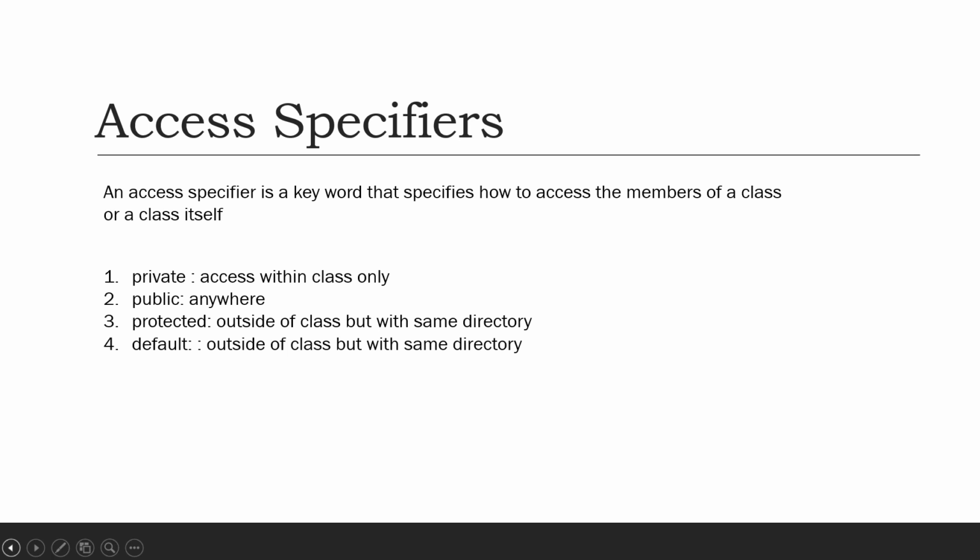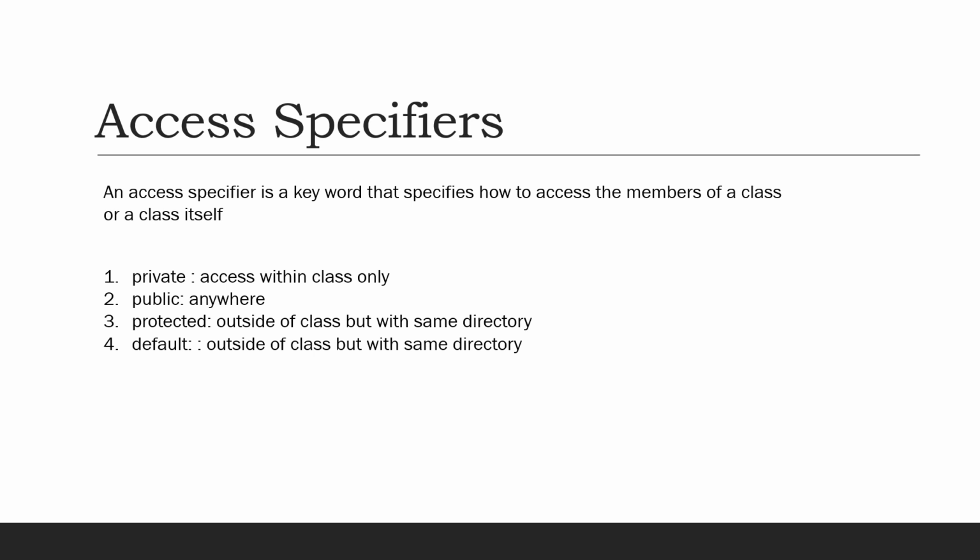First is private. Private members of a class are not accessible anywhere outside of the class. They are accessible only within the class by the members of that class. Second access specifier is public. Public members of a class are accessible anywhere. Anywhere in the sense outside of the class, in the same package or in a different package.